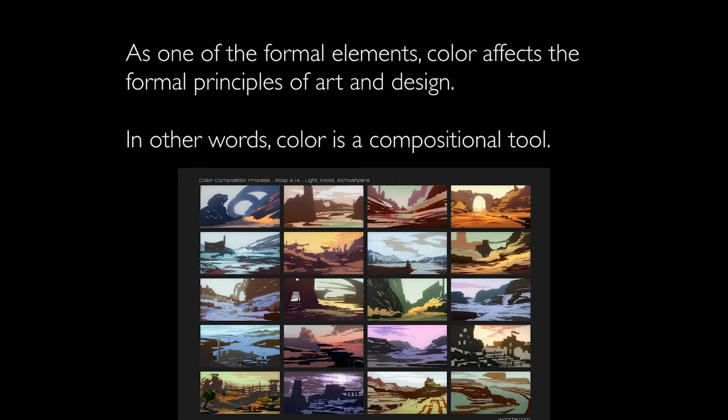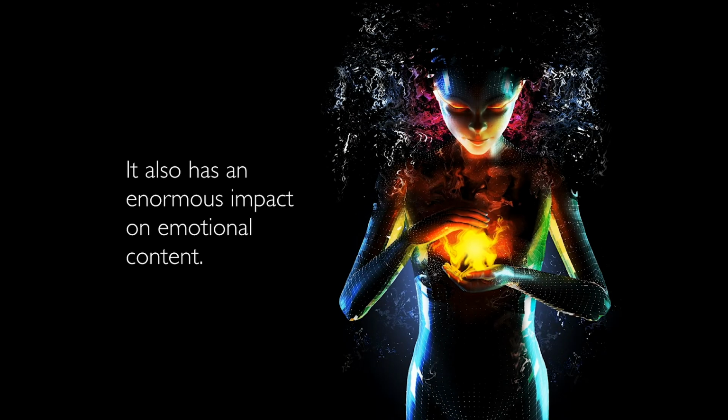As one of the formal elements, color does affect the formal principles of art and design. In other words, it's a compositional tool. How you put down color on whatever it is you're making affects how it looks and how the viewer understands what it is that you've made. Color also has an enormous impact on emotional content, perhaps of any of the elements of art and design. It is the one that most grabs people and brings out certain emotions or memories in them. We're not going to talk too much about the symbolism of color yet, but just be aware that it is really powerful that way.